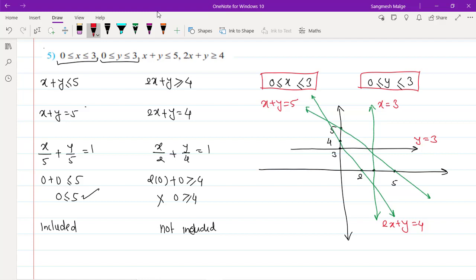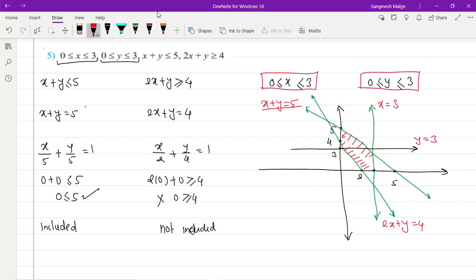Do you still need to draw the feasible solution set for individual lines? No, we will only draw the solution set for these lines' inequalities. For the first line, the origin is included, so this is my first line. Origin is included means what? It is below the line. And origin is not included for the second line, which means it is above the line. This is below the line, and this is above the line.